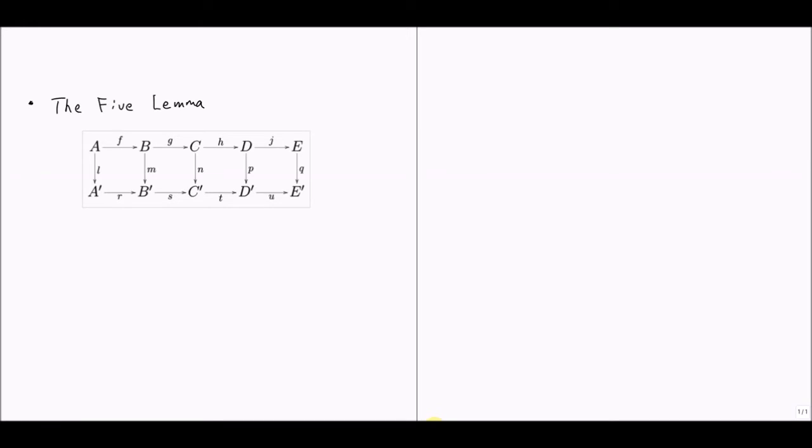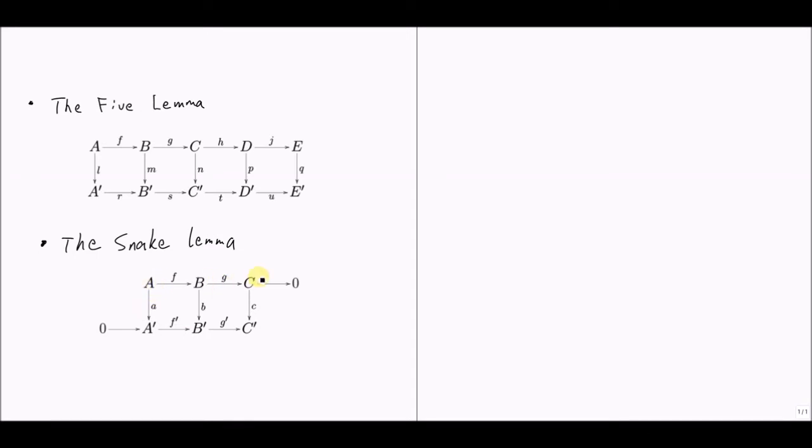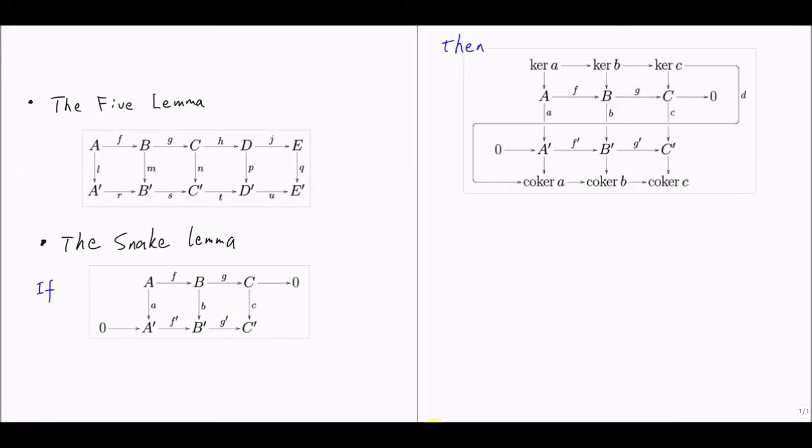And the snake lemma. Suppose you have a diagram of two exact rows with morphisms connecting those two rows. Then, if we take the kernel and co-kernel of the vertical arrows A, B, and C, we will get an exact sequence starting from the kernel of A, followed by kernel of B, kernel of C, to co-kernel of A, co-kernel of B, and co-kernel of C.